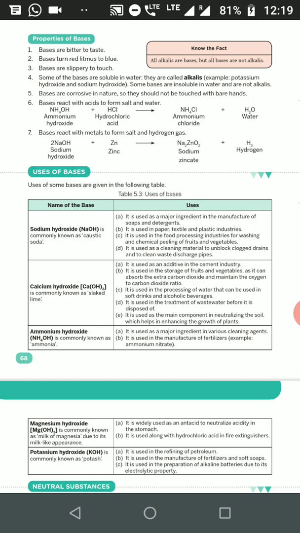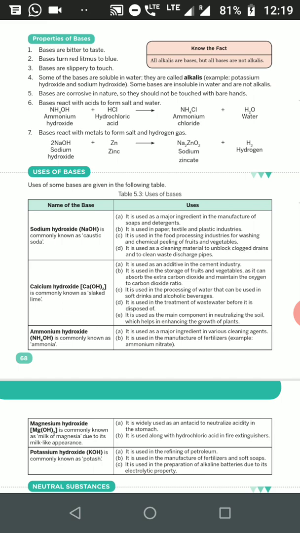Next, calcium hydroxide. It is known as slaked lime. Sodium hydroxide is called caustic soda, and calcium hydroxide is called slaked lime. Okay, next, it is used as an additive in the cement industries. It is used in the storage of fruits and vegetables, as it can absorb extra carbon dioxide and maintain the oxygen to carbon dioxide ratio.